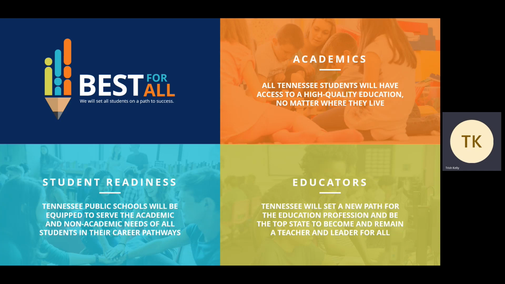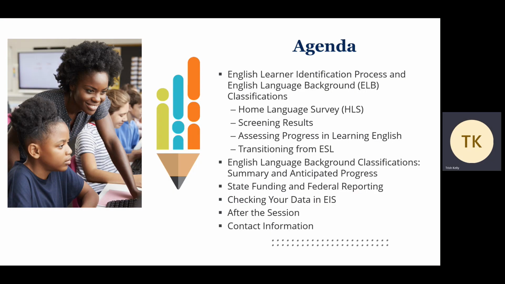As you know, our work in the department is guided by the Best for All strategic plan, which emphasizes academics, student readiness, and educators. Our agenda today begins with English learner identification process and English language background classifications, including the home language survey, screening results, assessing progress in learning English, and transitioning from ESL. Next, we will examine English language background classifications in more depth, providing a summary and anticipated progression, followed by state funding and federal reporting, checking your data in EIS, suggestions for after the session, and contact information.